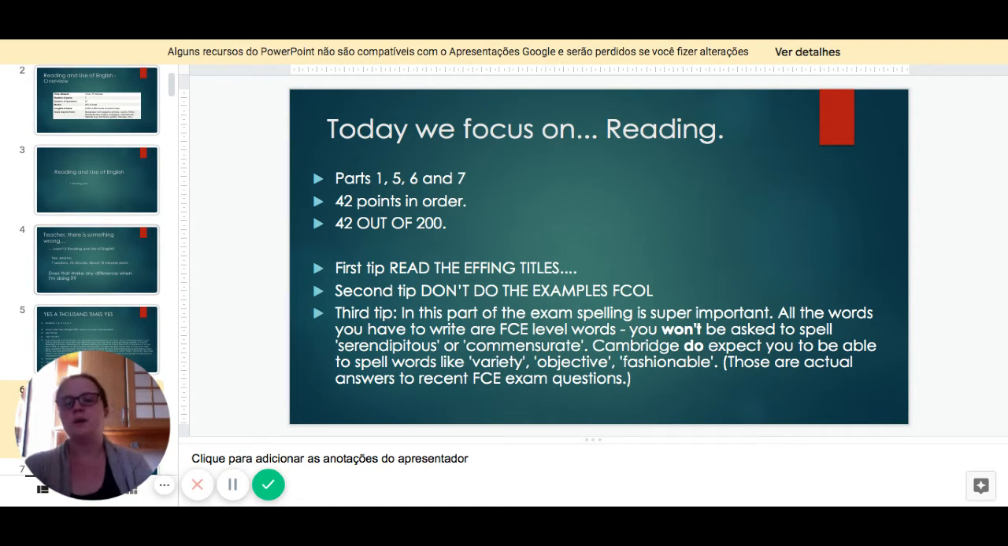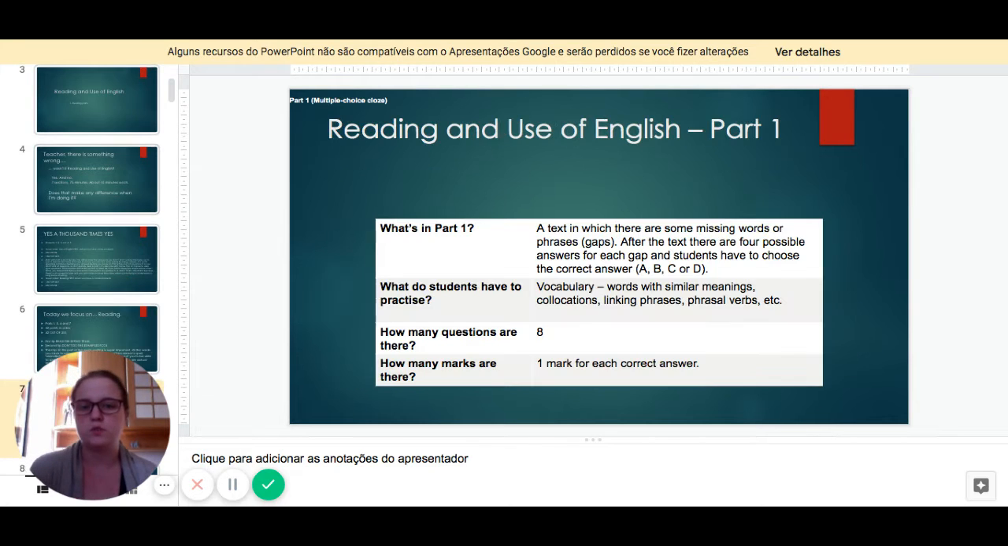So today we focus on parts 1, 5, and 6. It's 42 points out of 200. That's a lot. So the first tip, as you know: read the titles. Even though you know what the exercise is asking, there is something called nervousness that tackles us, all right? For crying out loud, don't do the example, okay? It won't help you in anything. And this is wrong. This is for use of English. That spelling is super important.